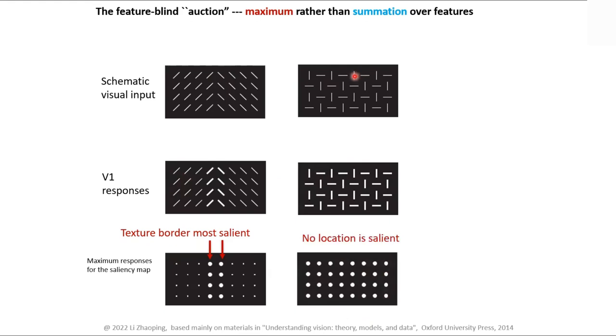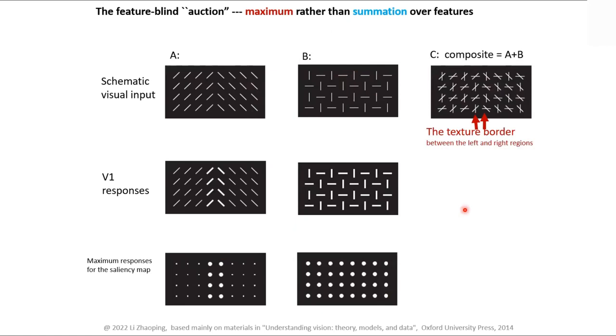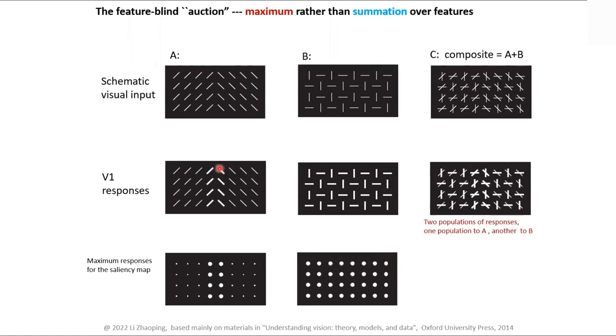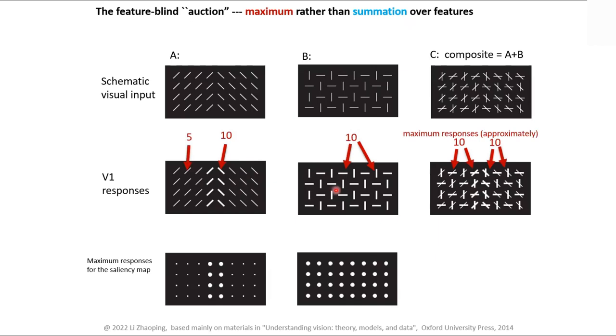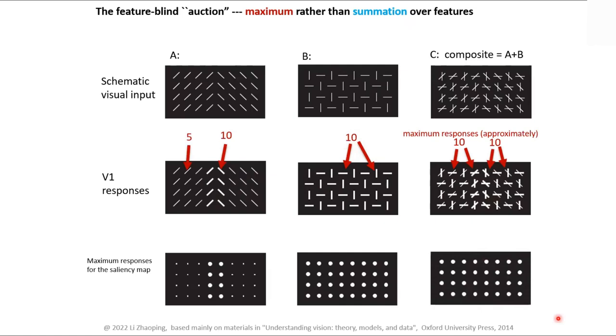A and B to C, the texture border, is it salient to you? Not salient, yeah? Because they evoke V1 responses like that. Imagine this response is 2, their response is 1, and here all response is 2, so 2 plus 2 will be equal to 4. But if you take the maximum, say it's 10 and 5 and then all 10, and add them together like that. If you take the maximum, that's exactly what V1 bidding is.